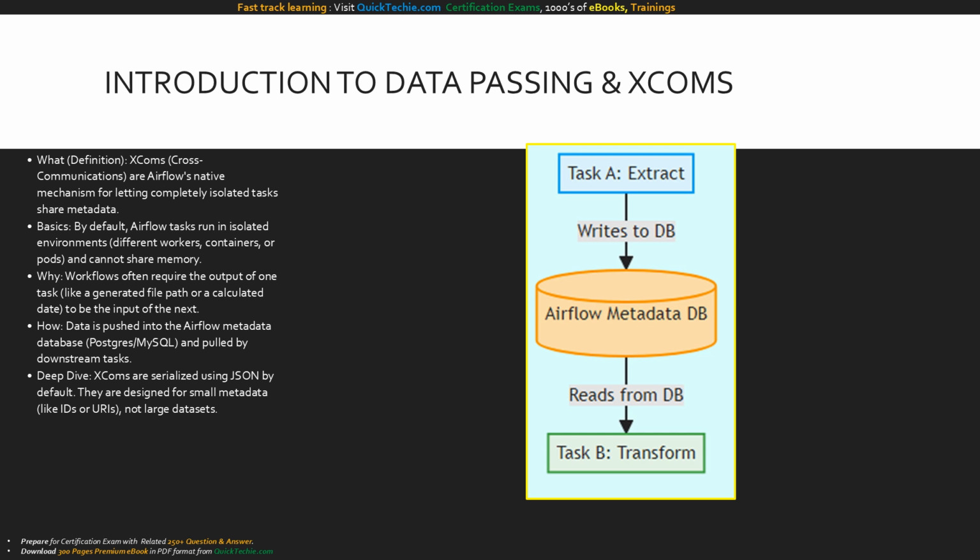Let's look at this architectural flowchart. On the left, we have Task A, our extract task. Instead of talking directly to Task B, Task A writes its output directly into the central Airflow metadata database, shown in orange. Later, when Task B is scheduled by Airflow, it queries that exact same database to retrieve the information. This decoupling guarantees fault tolerance. If Task B fails and retries, the metadata is still safely sitting in the database waiting to be pulled again.